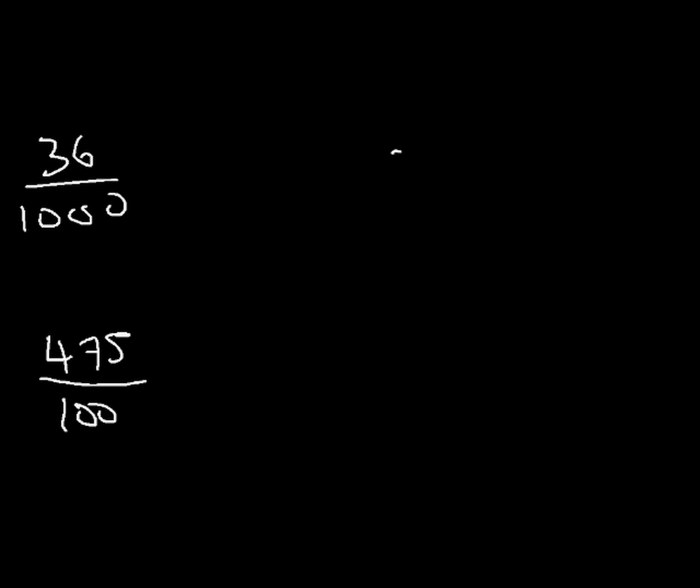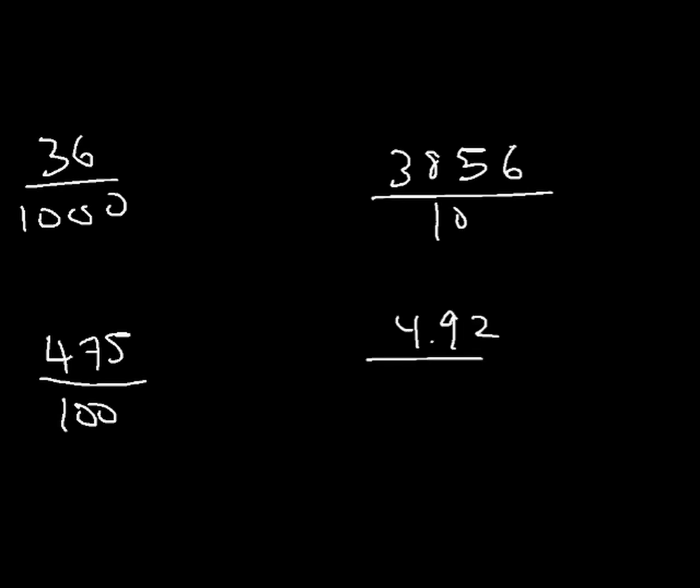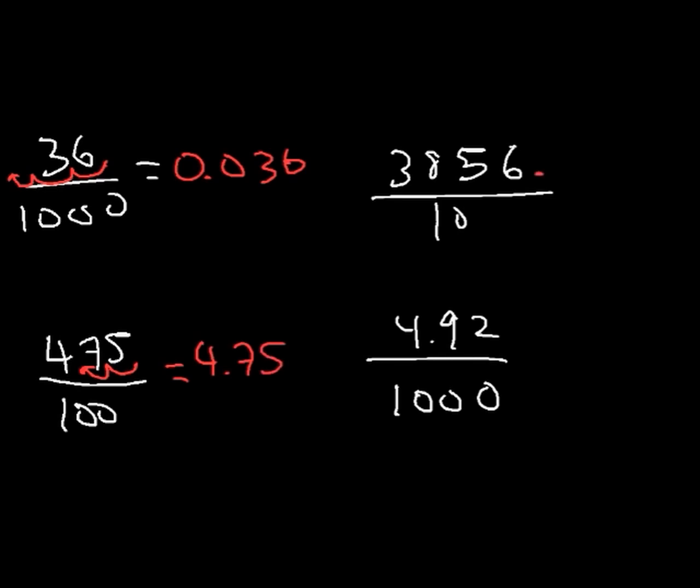So try these. 36 divided by 1,000. 475 divided by 100. 3,856 divided by 10. And 4.92 divided by 1,000. So 36 divided by 1,000. Let's move the decimal point 3 units to the left. 1, 2, 3. So it's 0.036. 475 divided by 100. Move it 2 units to the left. So this is 4.75.